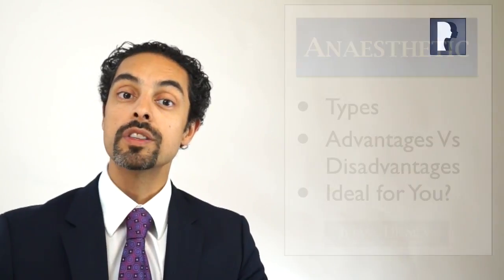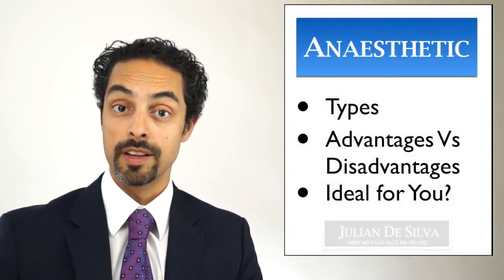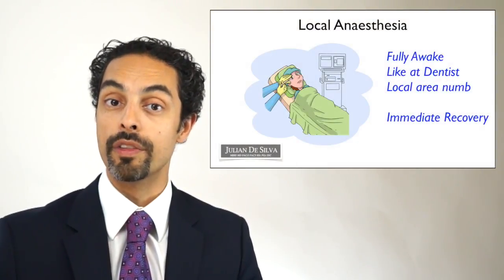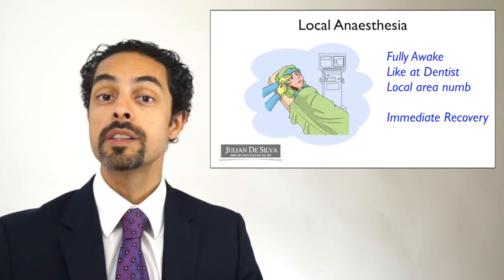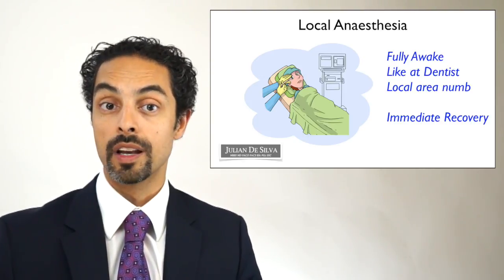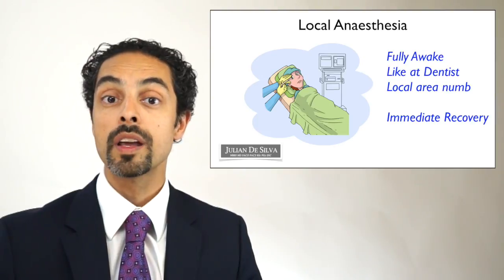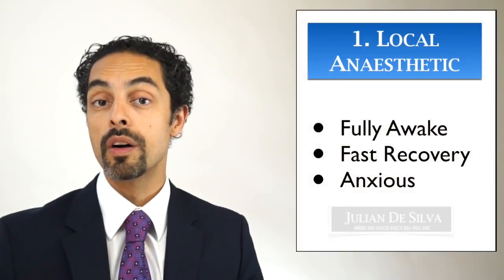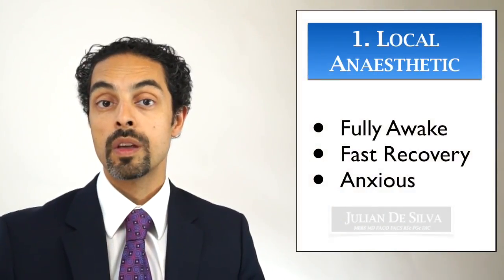So let's move on to what are the advantages and disadvantages of the different types of anesthetic. So firstly, when we're looking at local anesthetic, well, by definition, local anesthetic means you are awake, and the numbing agent is applied just to that local area of the upper eyelid. The advantage of this technique is that with local anesthetic, your recovery is very fast, and you absolutely would go home the same day, and you'd go home very soon after the surgery is finished.